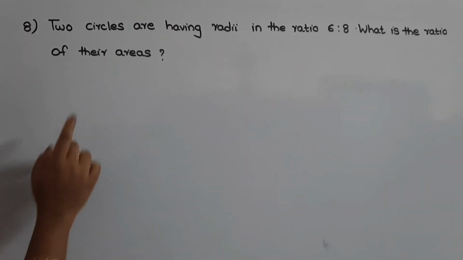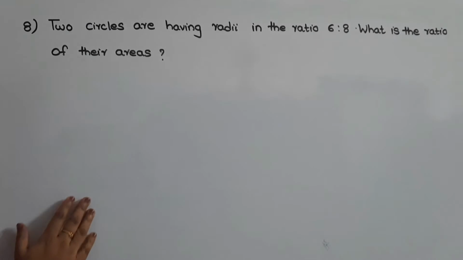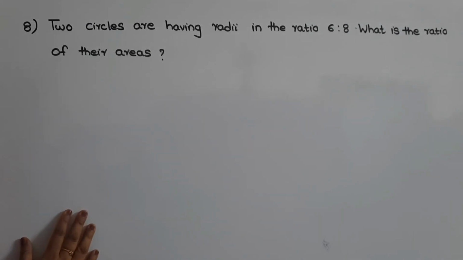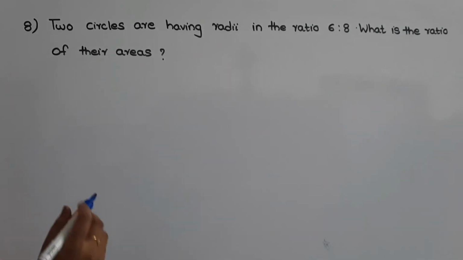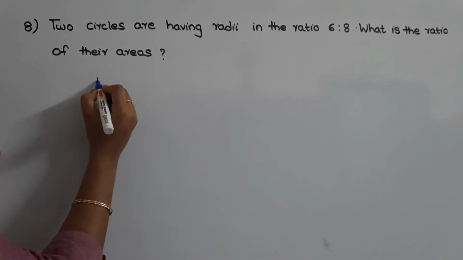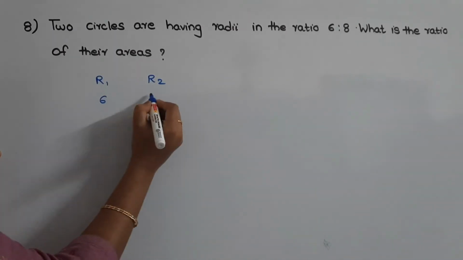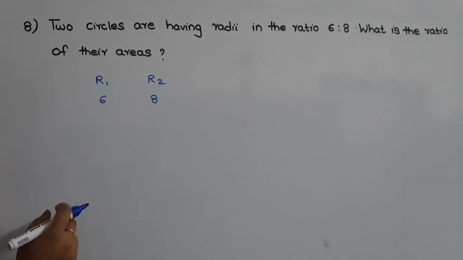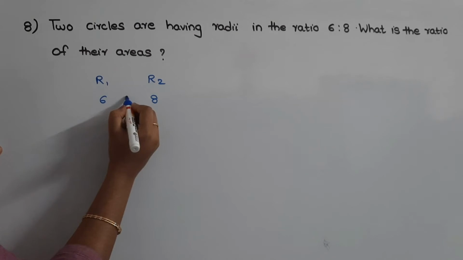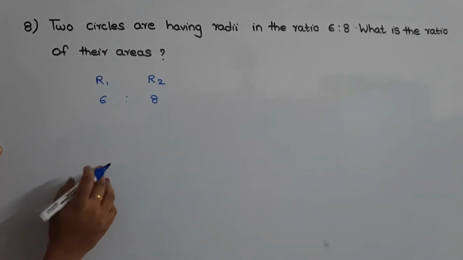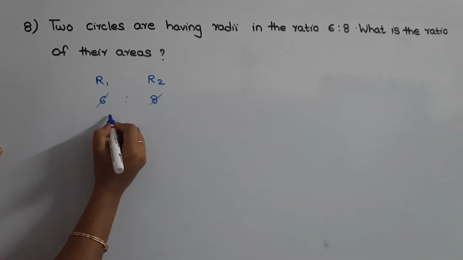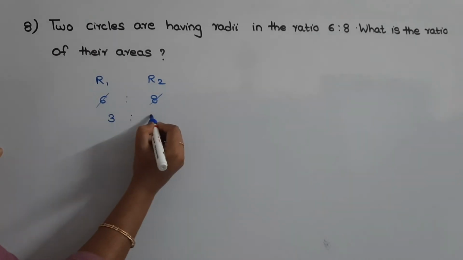The next question is, two circles are having radii in the ratio 6:8. What is the ratio of their areas? So in this question, they have given the ratio of the radii of two circles as 6:8. So let us consider R1 as the radius of the first circle and R2 as the radius of the second circle. So the ratio of the radii is 6:8. On simplifying, we can write this ratio as 3:4.